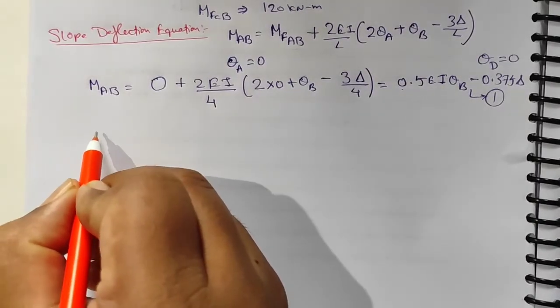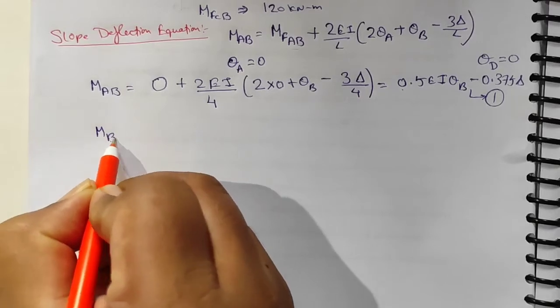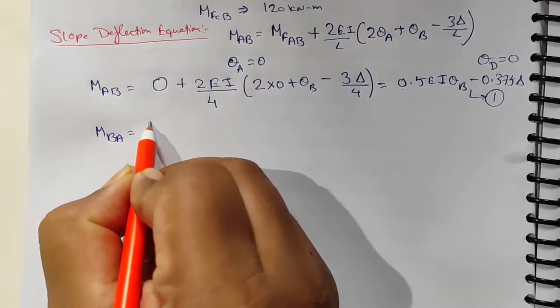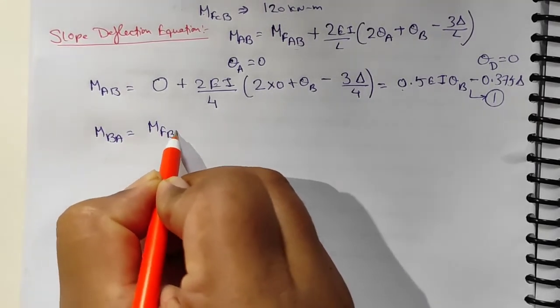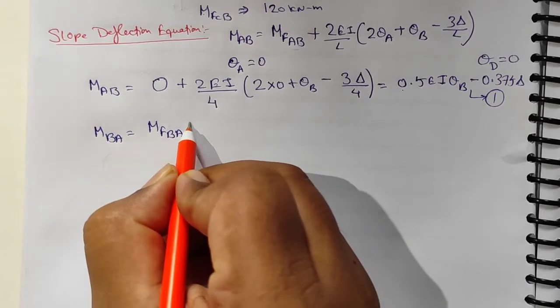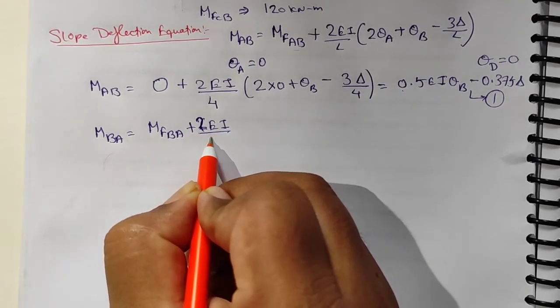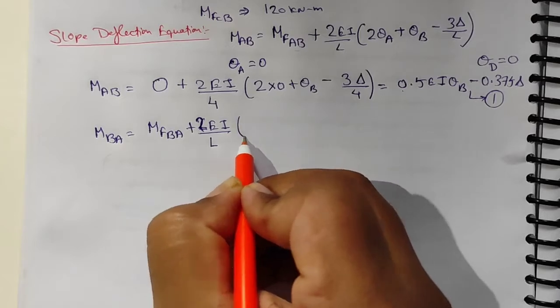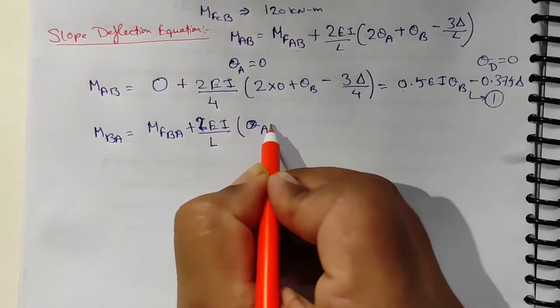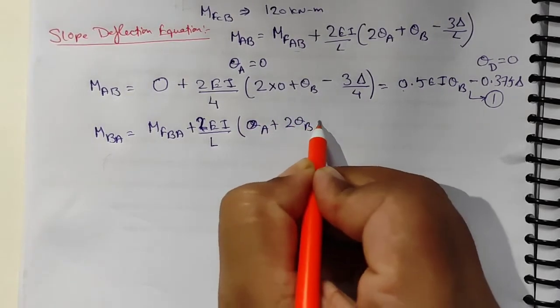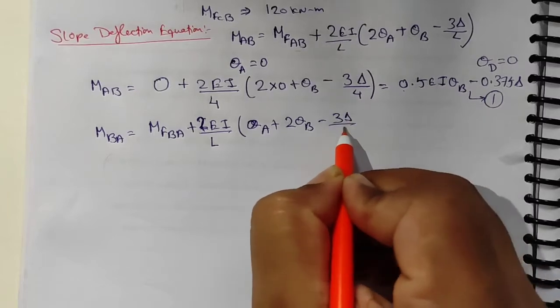Similarly, I will solve for moment MBA, which will again be equal to the fixed end moment MFBA plus 2 into EI upon L multiplied by theta A plus 2 theta B minus 3 del upon L.